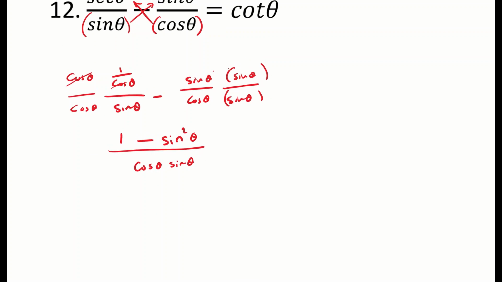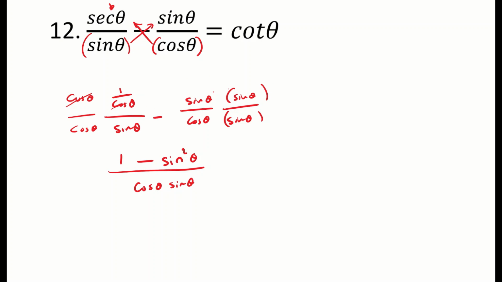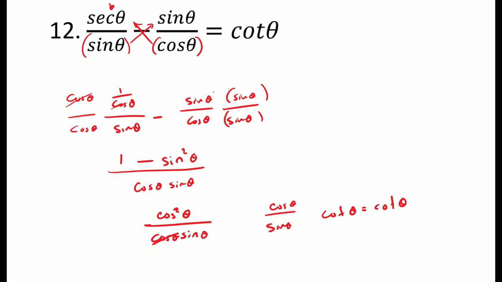Now we can take it a little bit further, because we notice that 1 minus sine squared theta is a trig identity. And so that is going to be cosine squared theta over cosine theta sine theta. Now notice how I have cosine theta in both the numerator and denominator. So the one in the denominator cancels one of the ones in the numerator, and I end up with cosine theta over sine theta, which is cotan theta, which is exactly what I wanted to end up with, and I've proven the identity.